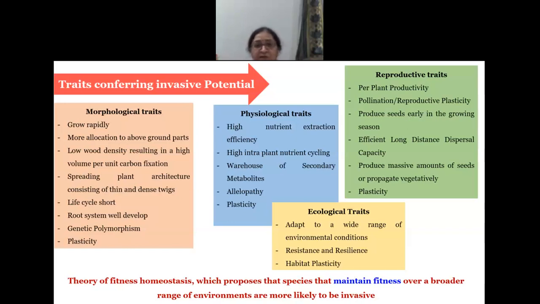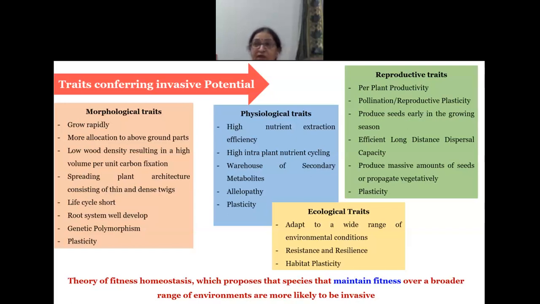There are certain ecological traits also. Because of plasticity, they are able to grow in different types of habitat, different types of soil condition, climatic condition, and at the same time, they have the potential of resistance and resilience. Resistance against negative factors and resilience, coming back again and again. So all these factors give more strength to the plant to fight all the negative forces. Likewise, they have habitat plasticity also.